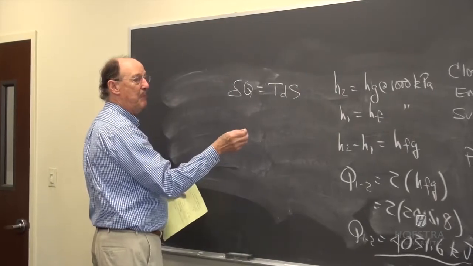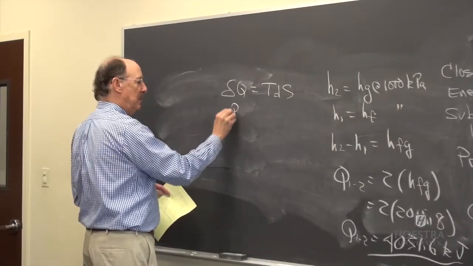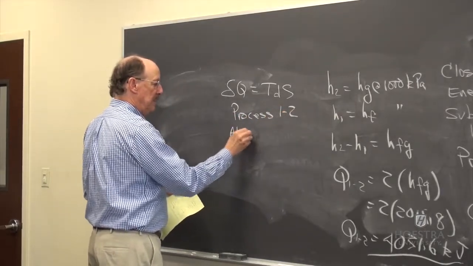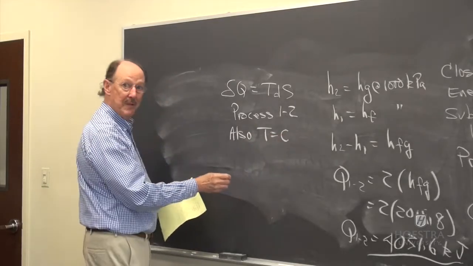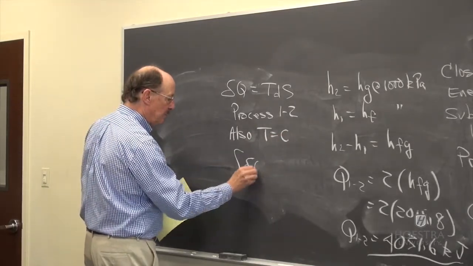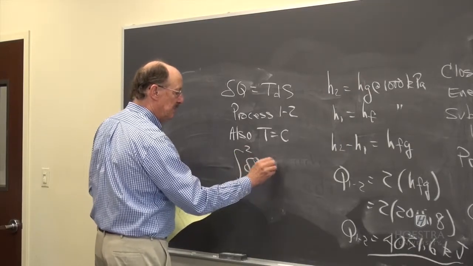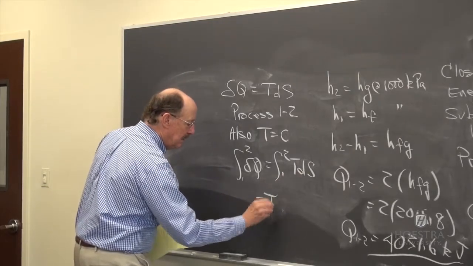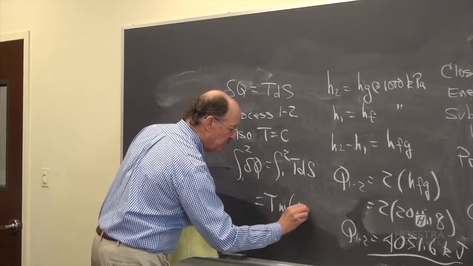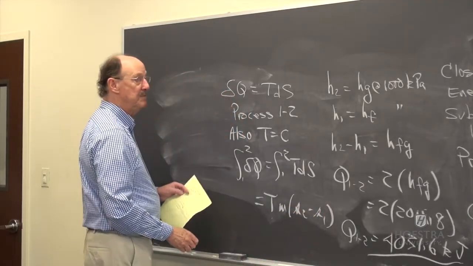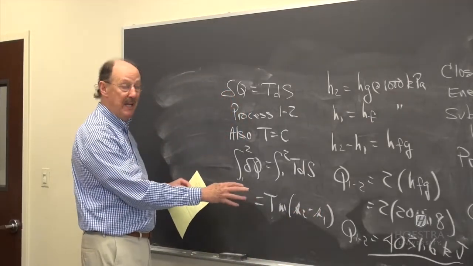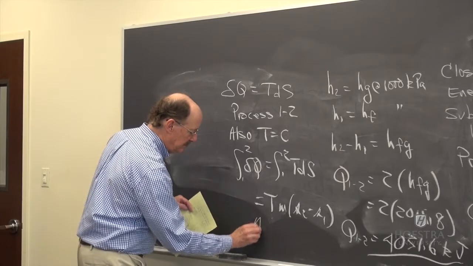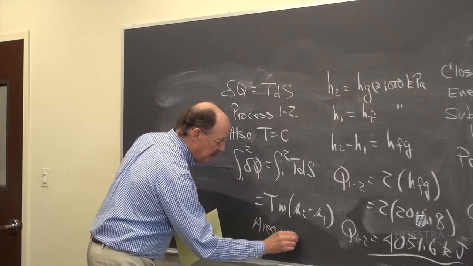So if we look at the process from 1 to 2, it's also constant temperature. So therefore, the integral of del Q from 1 to 2 is equal to the integral from 1 to 2 of TdS, which is equal to T times the mass times (S2 minus S1). So now let's look this up and calculate this, and notice that this is the area under the curve.